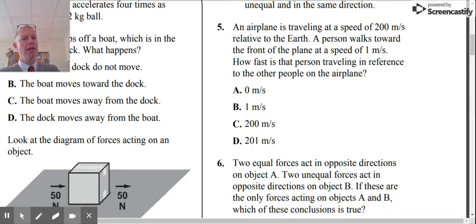Question 5. An airplane is traveling at a speed of 200 meters per second. A person walks towards the front of the plane. First, are they walking faster than the plane or slower if they're walking in the same direction? Second, how fast is that person going relative to everyone who sat down? Relative to the other people on the plane?